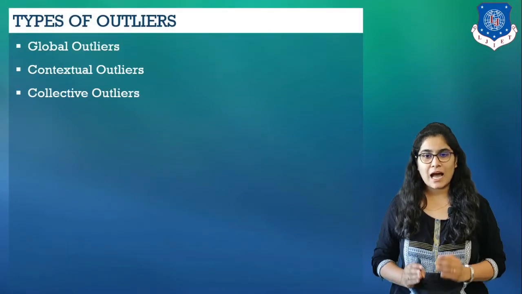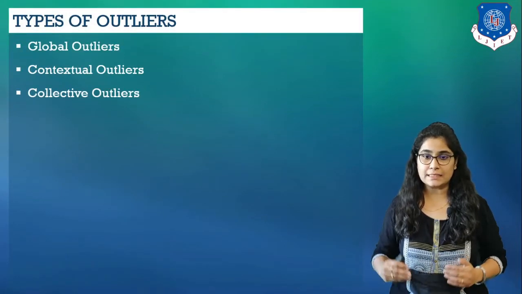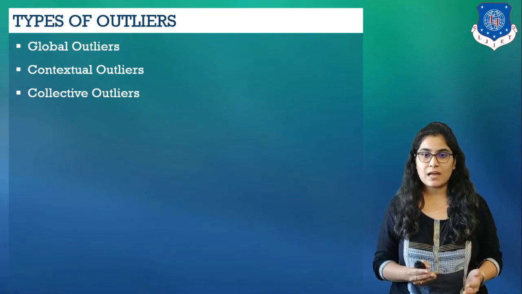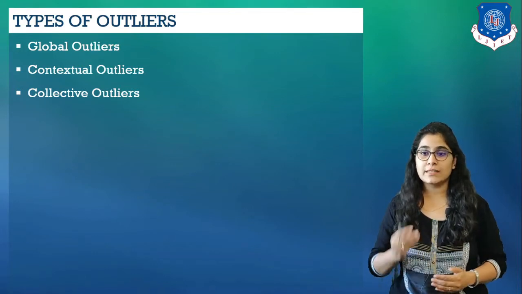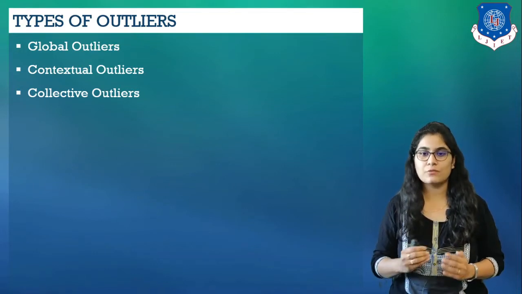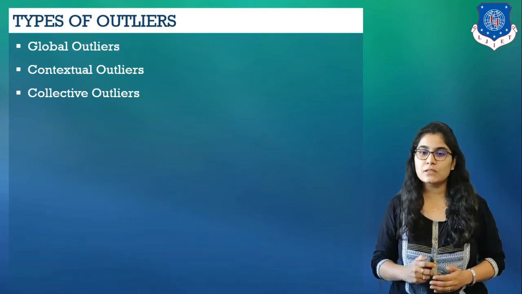In general, outliers can be classified into three categories, namely global outliers, contextual or conditional outliers, and collective outliers. So let's start with global outliers.